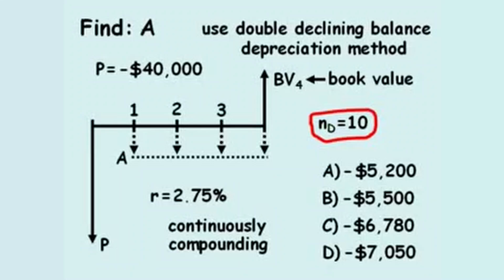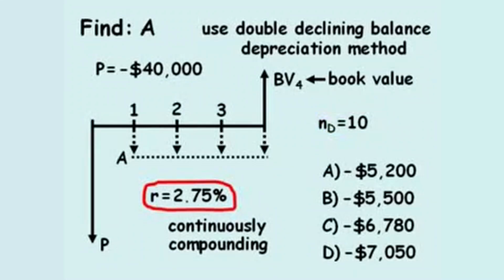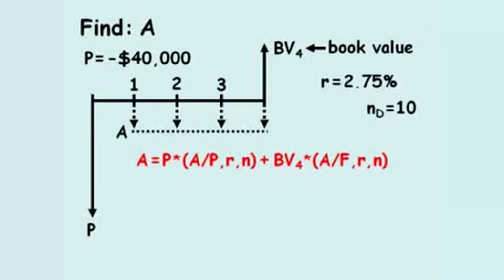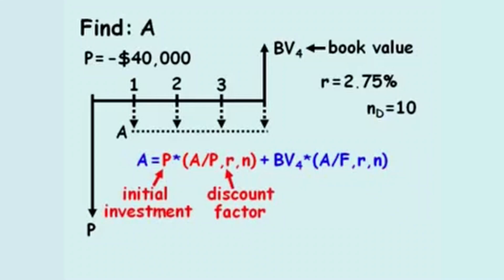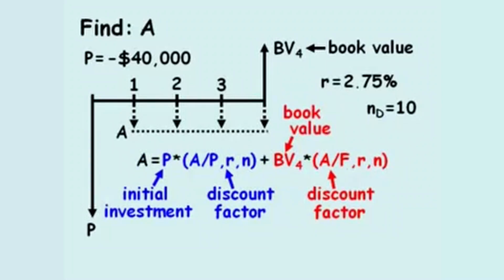The problem also states the interest rate is 2.75% and continuously compounding. To find the equivalent annual amount, A, we'll add the amount initially invested in the asset times the appropriate discount factor to the book value times a second discount factor. The problem states the initial investment, P, equals negative $40,000.